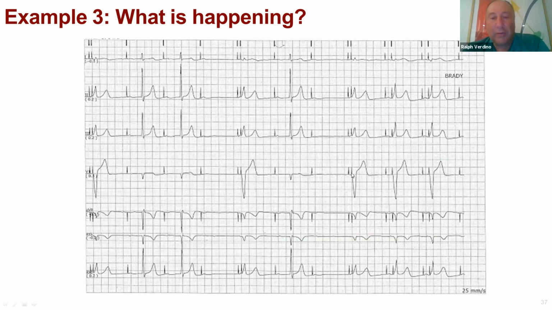Then we have kind of a long PR, we have a drop beat, and we have a really short PR. So why is this changing? Well, that's the hallmark of MVP. It actually gives you a sub-physiologic AV delay. No one's AV node, except if you have WPW, is actually going to do that, right? So it's making sure that it V paces.